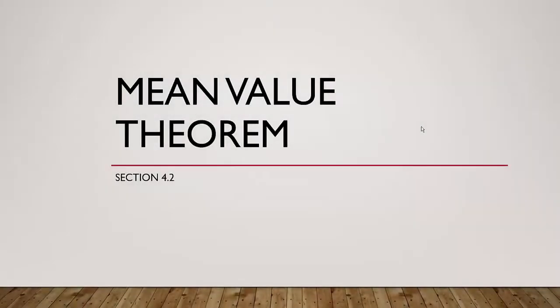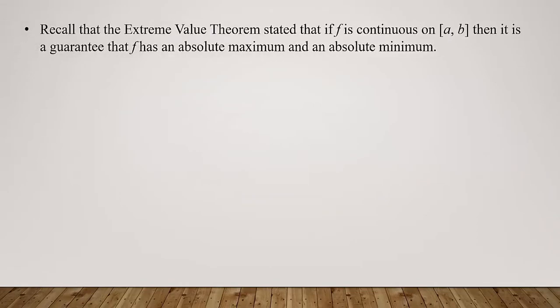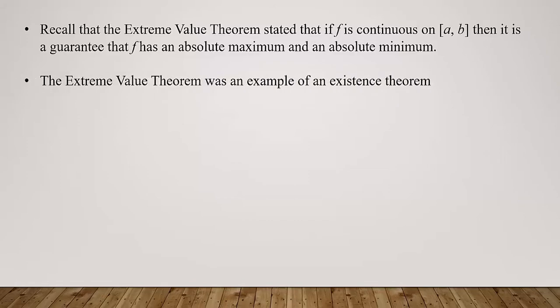Hey, the main topic here in section 4.2 is the mean value theorem, a theorem I really like. Recall in the previous section, we learned about the extreme value theorem. It stated that if your function f is continuous on a closed interval [a, b], then it is guaranteed that f has an absolute maximum and an absolute minimum. And again, the extreme value theorem was an example of an existence theorem.